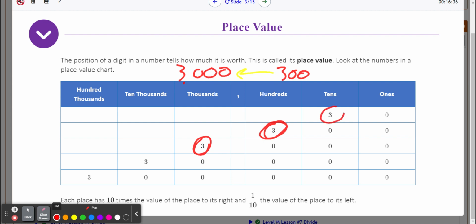Let's move to the right another time. Let's look at this tens here. Again, 3 is in the tens column, so its value is 30. Since we moved one spot to the right, 30 is 1/10 the value of 300. So it depends on how you look at it. You could either look at it as going to the left and increasing by 10. Every spot to the left is 10 times greater than the spot to the right, or look at it the other way. Every spot to the right is 1/10 the value of the space to the left.